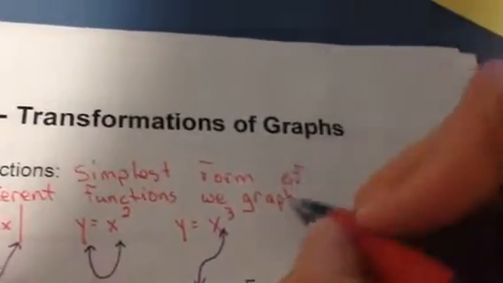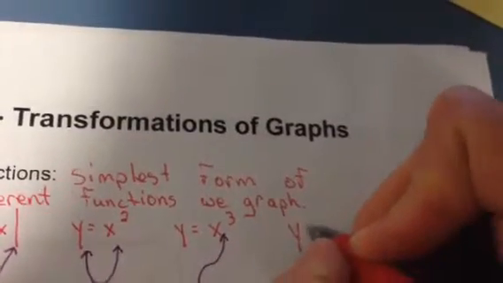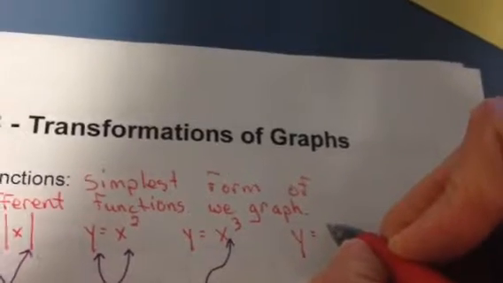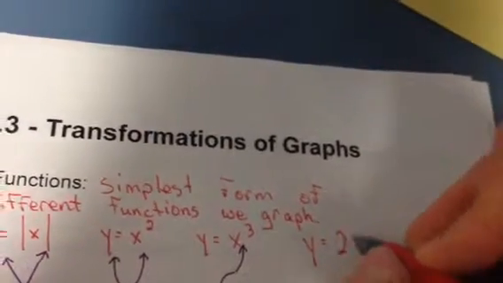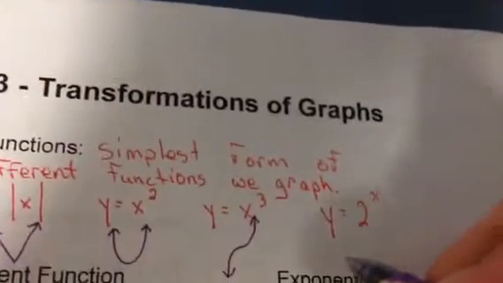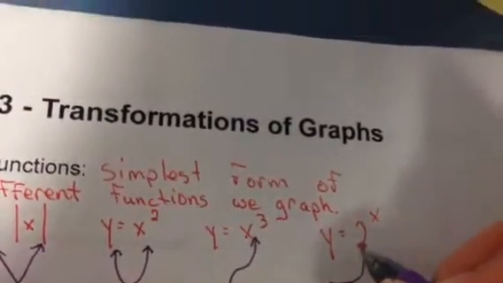So let me add one more up here. So y equals, and I'll put a number here because I need some number. So let's just put 2. And this shape goes like this. Now, this is the simplest form of all of these.